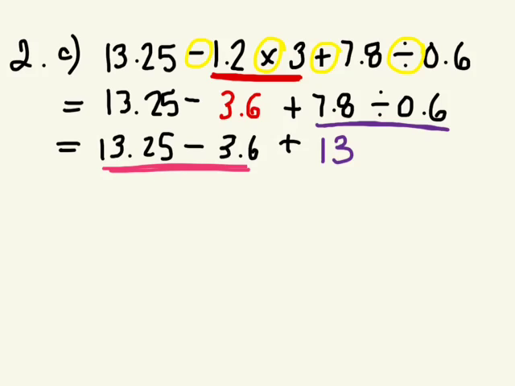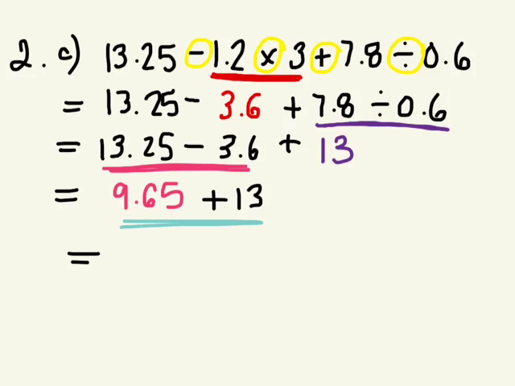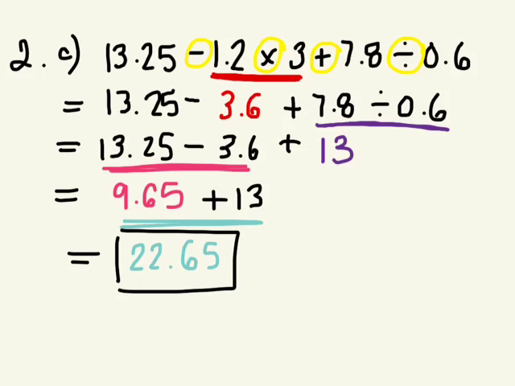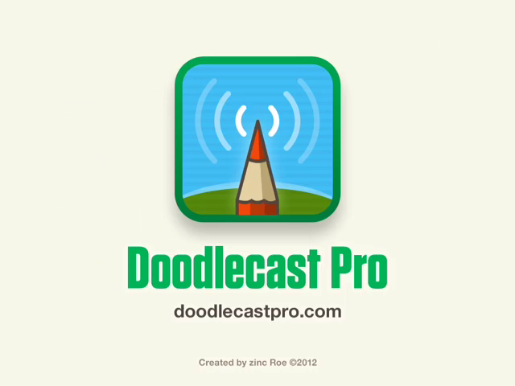So what's 13.25 minus 3.6? 9.65. We still need to add 13, and that will be the last and final step. What's 9.65 plus 13? 22.65, and that's the final answer. And that's it. We have 1, 2, 3, 4 lines. We started with 1, 2, 3, 4 operations, 4 steps.